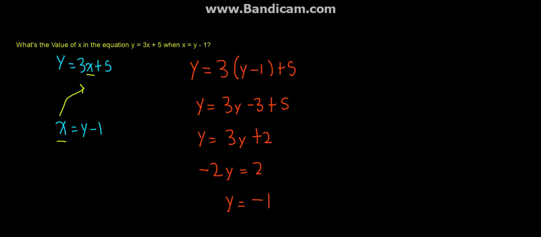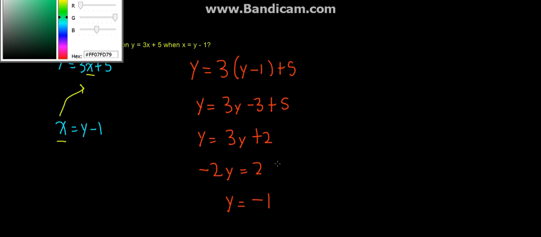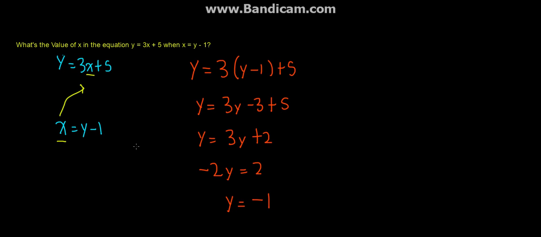But that's not what our question is asking. Our question is asking, what is x? So if we replace y back into our first equation back here, we know that x equals y minus 1. And we know that y equals negative 1. So therefore, x is just going to be negative 1 minus 1, which is going to be negative 2. So x is going to be negative 2.